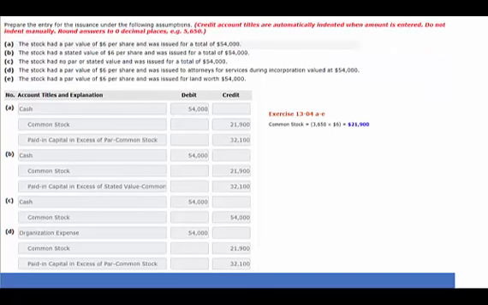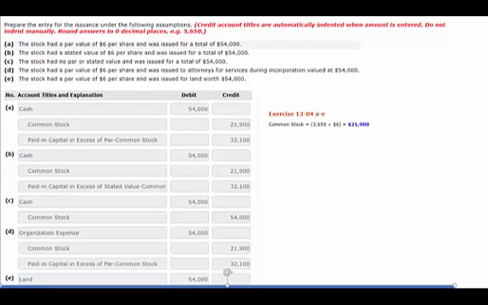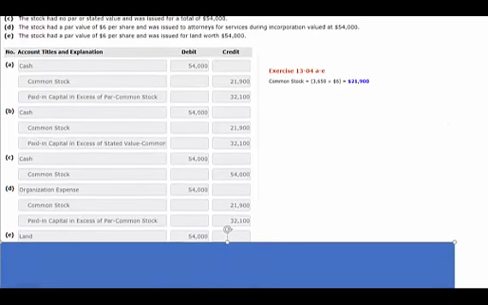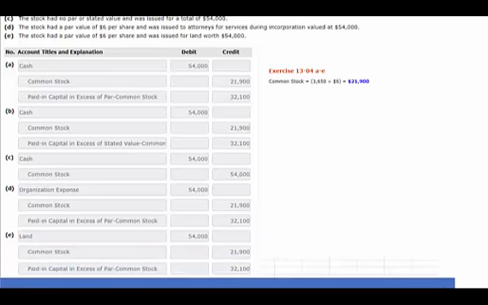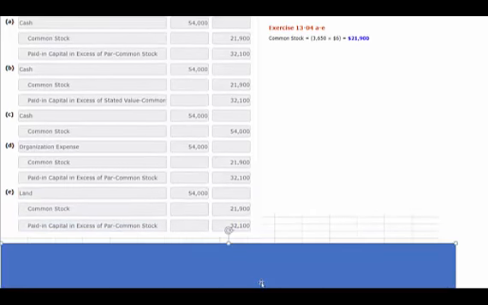Okay, and then the last case, Part E, says the stock had a par value of $6 and was issued for land worth $54,000. So no surprise here, you're going to see land being debited for $54,000, and if I move this down, you're going to see the usual case of what we expected, right? Which was a credit to common stock of $21,900. We know where that came from, calculated right there, and the difference is in paid in capital in excess of par on common stock.